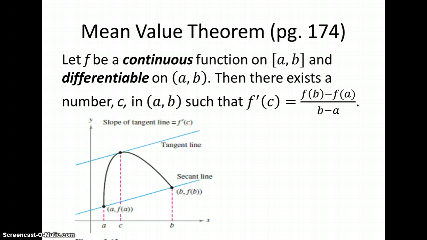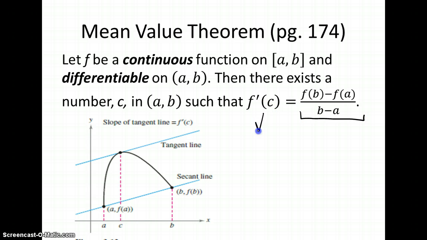Okay, so mean value theorem. This is on page 174 in your text. Let f be a continuous function on the closed interval and differentiable on the open interval. So the same first two conditions as Rolle's theorem. Then there exists a number c in the interval such that f prime of c equals f of b minus f of a all over b minus a.